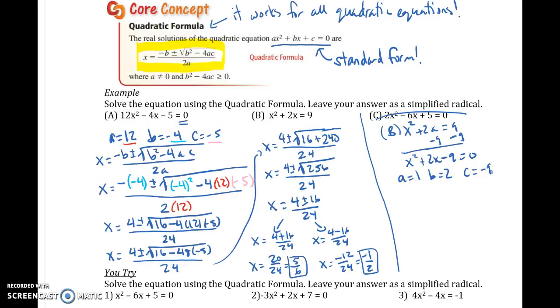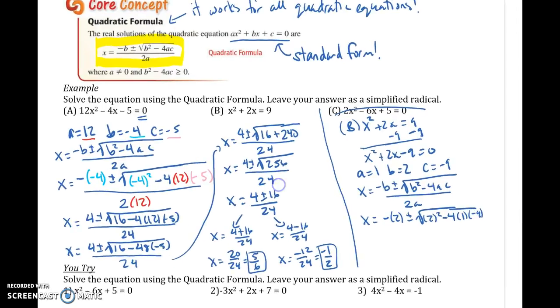Then we want to substitute this into our quadratic formula, which is x equals negative b plus or minus the square root of b squared minus 4ac, all over 2a. Okay? So plug that in appropriately and we get negative 2 plus or minus the square root of 2 squared minus 4 times 1 times negative 9, all over 2 times 1. And again, it's just a matter of making sure your PEMDAS is all correct. That's the biggest issue that I see.